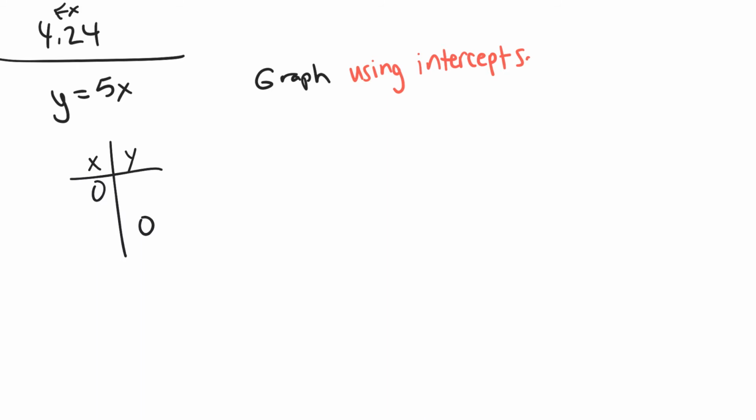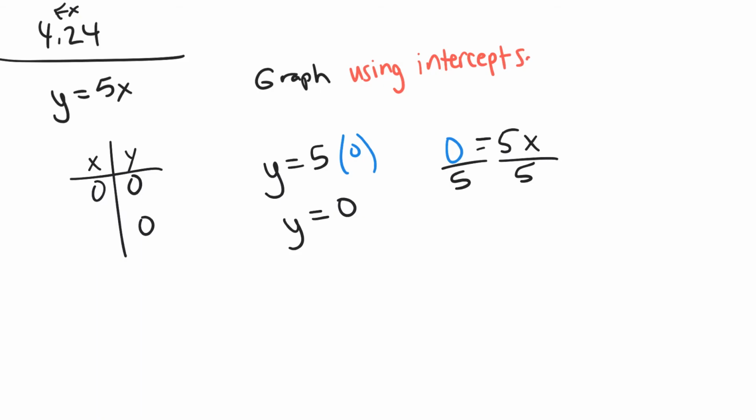So if I put in 0 for x, that's going to look like this. y equals 5 times 0, and we'll see quickly that y equals 0. Okay, so wait a minute. If I put x in as 0, I get 0 for y. So if I put 0 in for y, won't I just get 0 for x? I believe so. So what does that tell me?